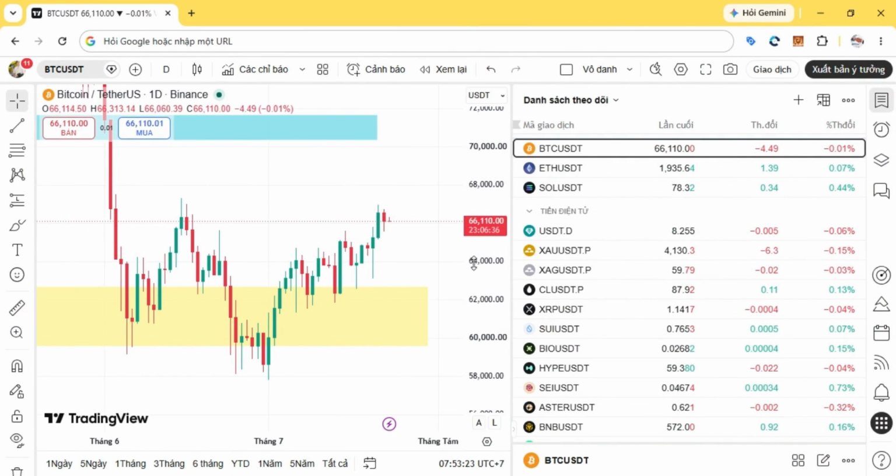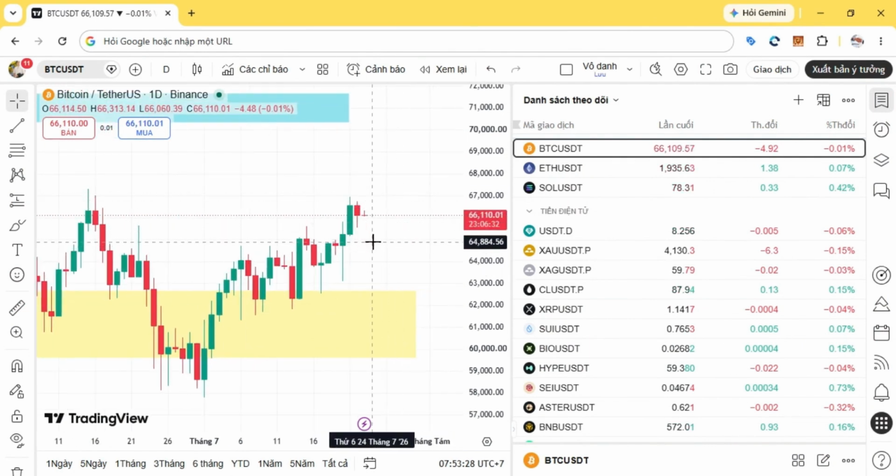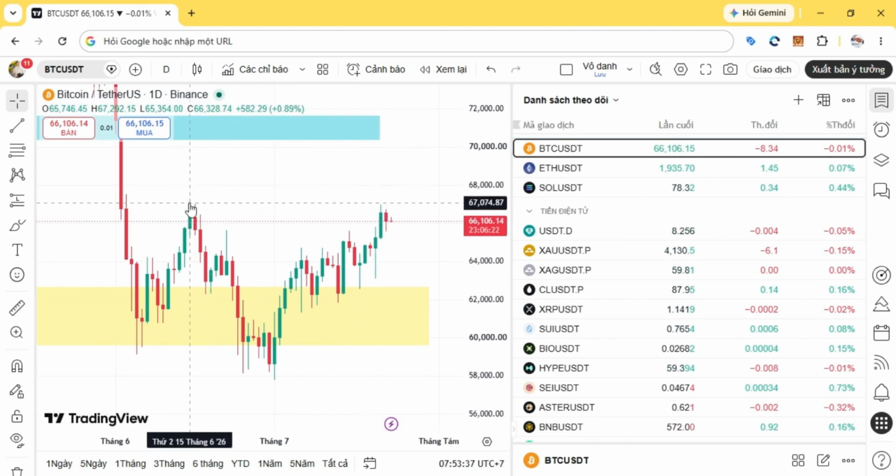So looking at this, how did the daily candle close today? Today, the daily candle closed as a red candle, right? What do we see happen before that? Before that, we saw a double top area, right? It came up here and formed the second top at this spot.